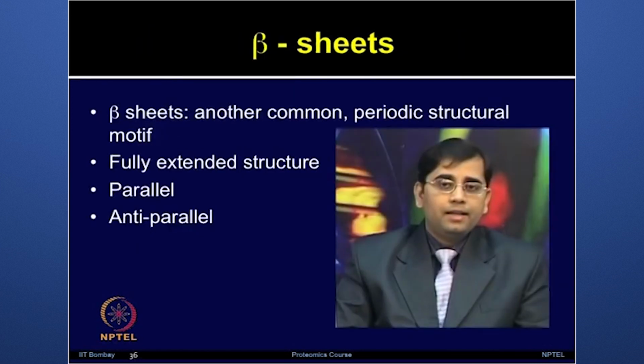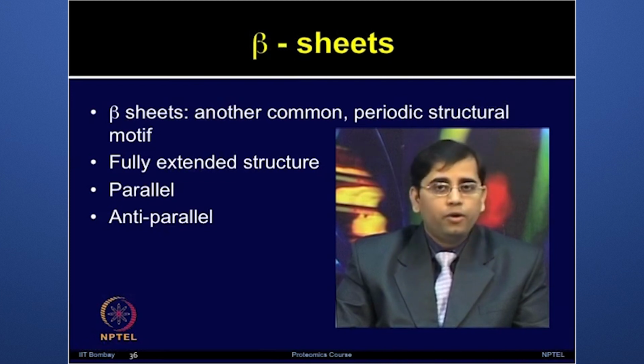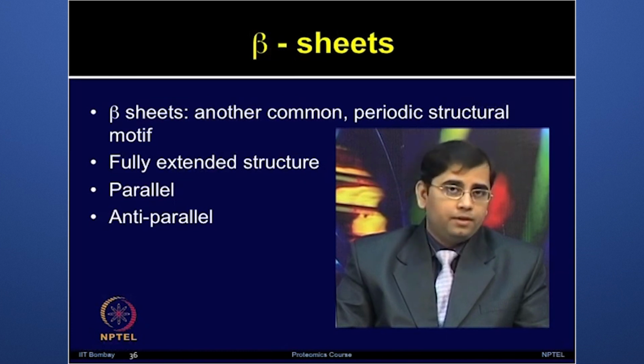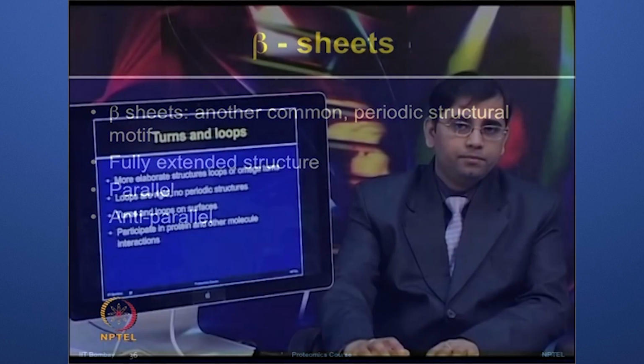Beta sheet is another common periodic structural motif, which was discovered by scientists Pauling and Corey. It is a fully extended structure, unlike the tightly coiled alpha helices. It can have 2 directions, parallel or anti-parallel: parallel when the strands are running in the same direction and anti-parallel when they are running in opposite directions.